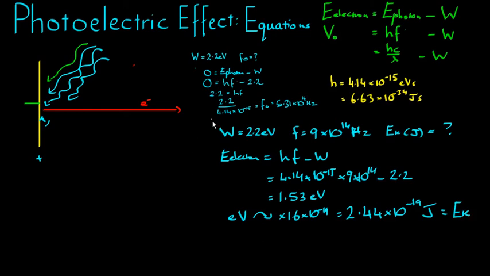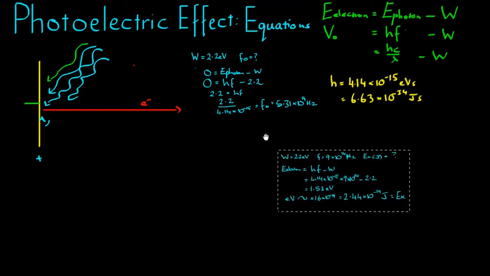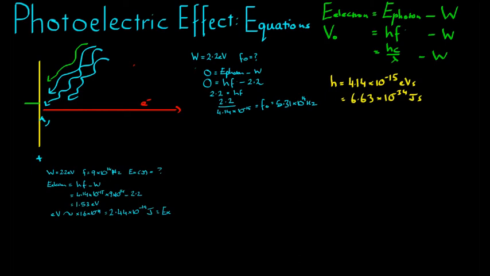Final example question. Let's find the work function. Light shines upon it of wavelength 400 nanometers, and an electron pops off with kinetic energy 2 electron volts. Let's figure out the work function.